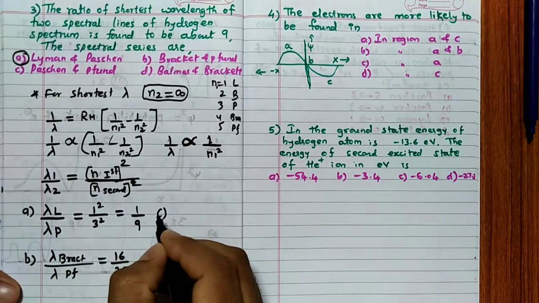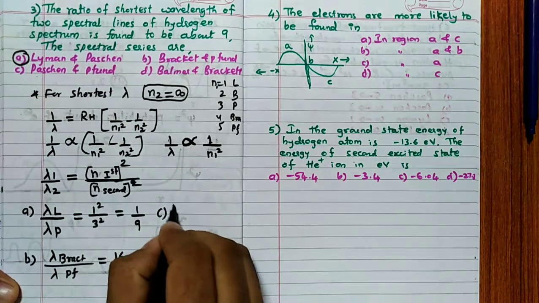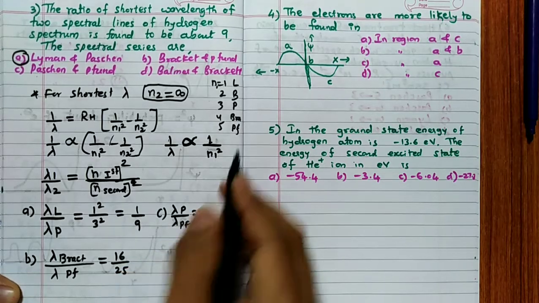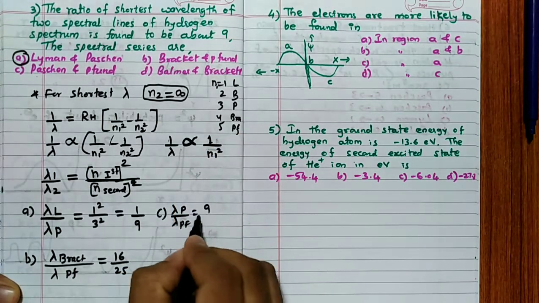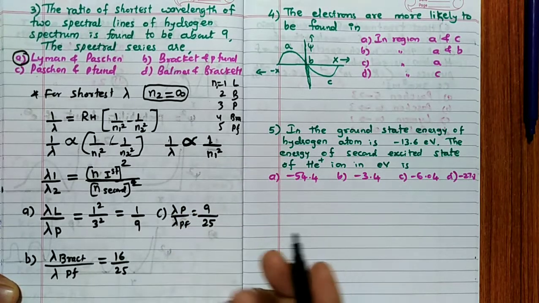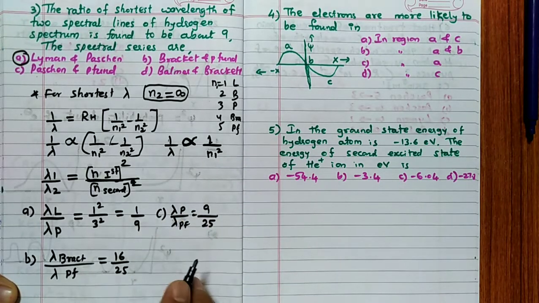So option number C. In C you can see Paschen and Pfund. Lambda of Paschen divided by lambda of Pfund. Paschen, you can see, 3 square is 9. Pfund is 5 square, which is 25. Definitely you will never get 9 by 25 equal to 9.